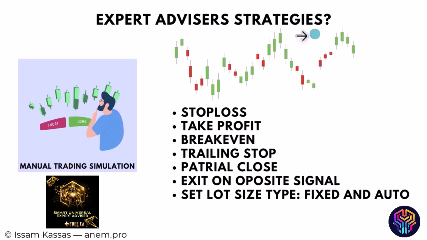Or in other words, if this is an indicator that finds ranges, it gives you a sell signal here, and it will give you a buy signal here. So you exit at the opposite signal, which is going to be the buy signal at the low of the range. And that's exactly what manual trading simulation means.